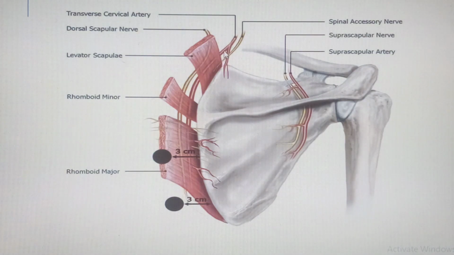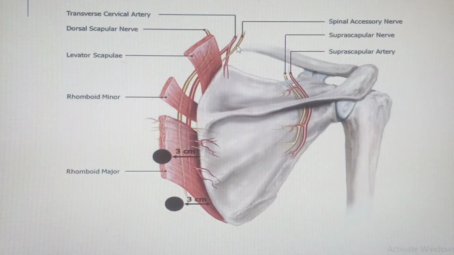Now you can see running alongside with it will be the dorsal scapular nerve, to give the supply to the structures which originate from the posterior aspect of the medial border of the scapula. And these structures are the levator scapulae, the rhomboideus minor, which originates at the origin of the spine of the scapula, and then below that we are going to have the rhomboideus major muscle.